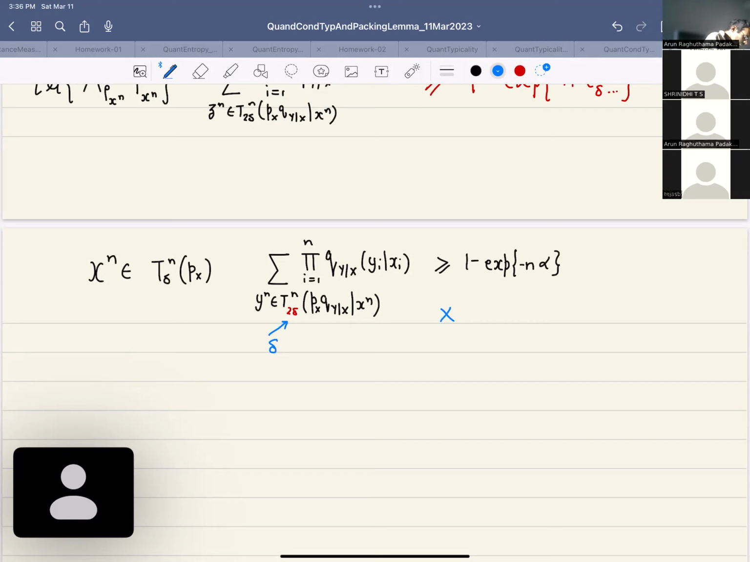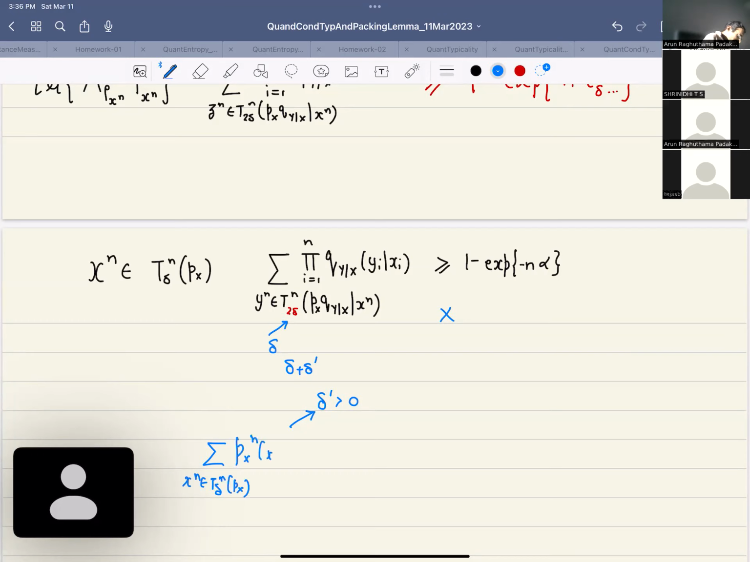It need not be 2 delta, but it has to be some delta plus some delta prime, where delta prime has to be greater than 0. You cannot do it without that. The thing is, this delta prime is for another concentration that is coming in. Remember, you cannot show, so xn belongs to the typical set T delta of npx.